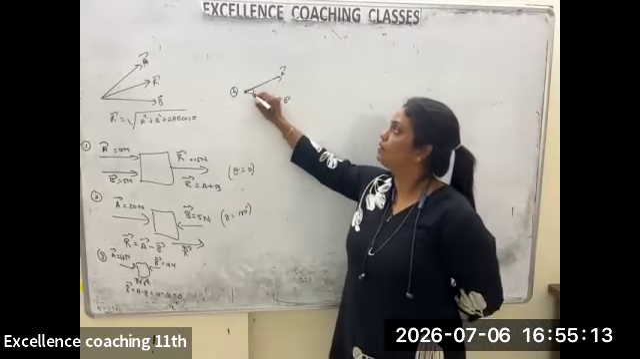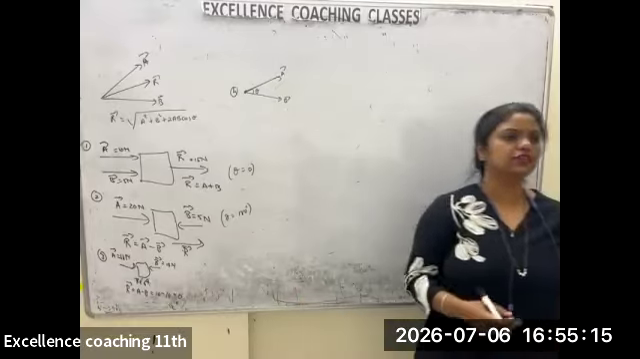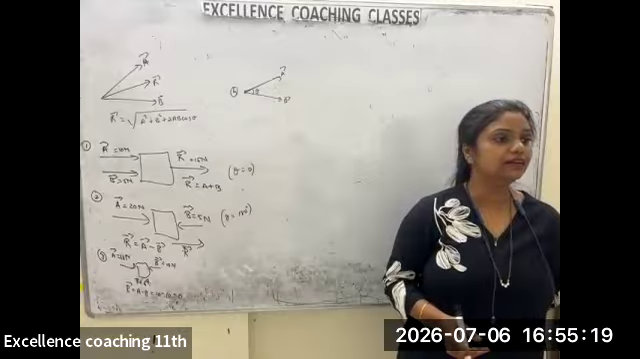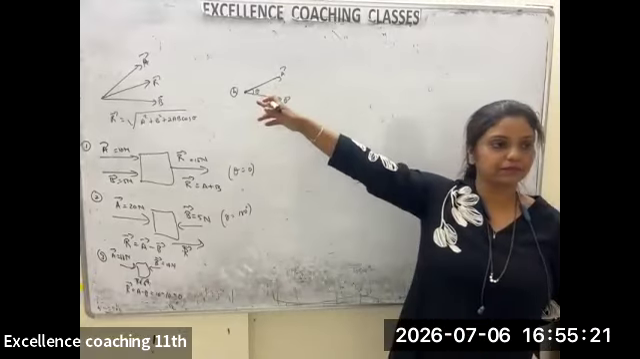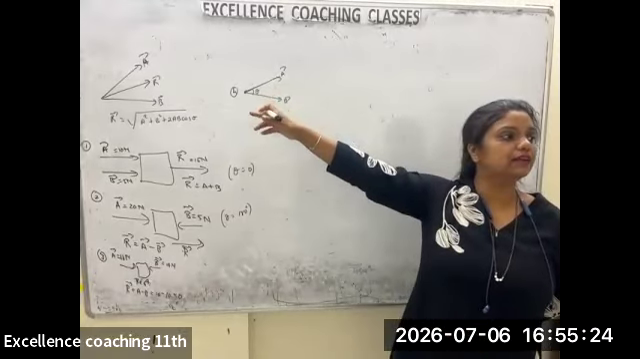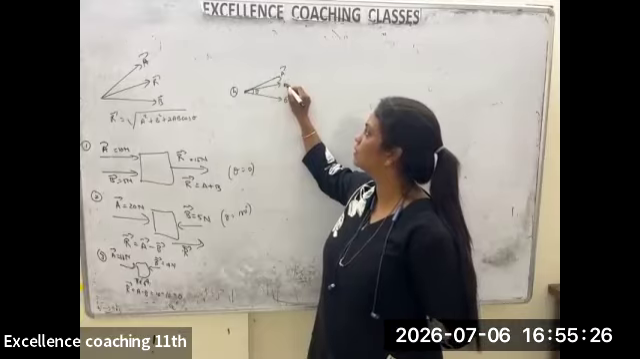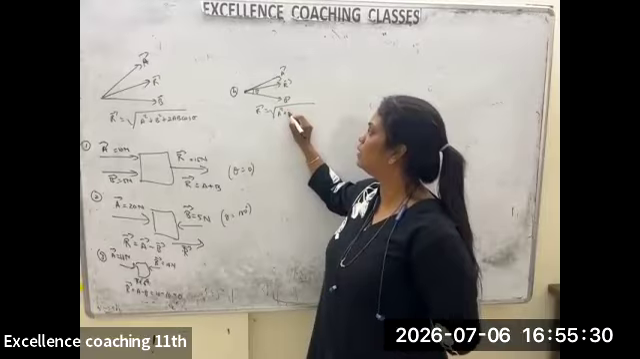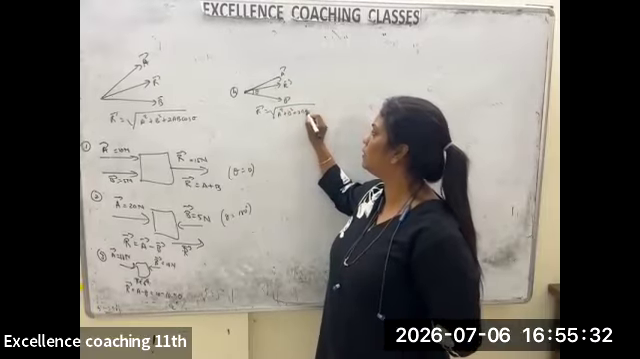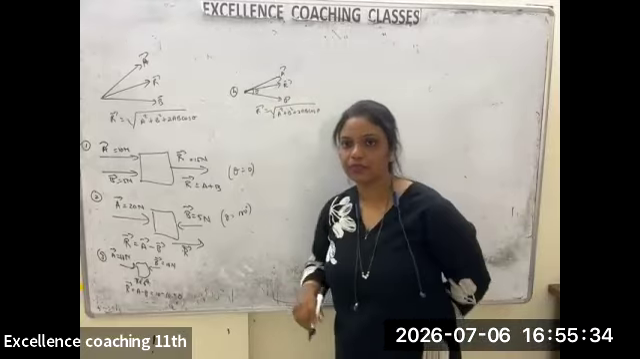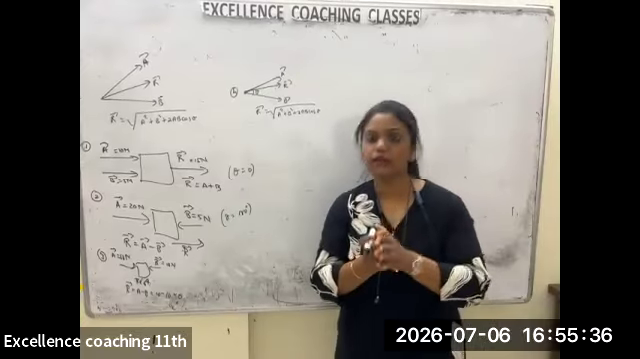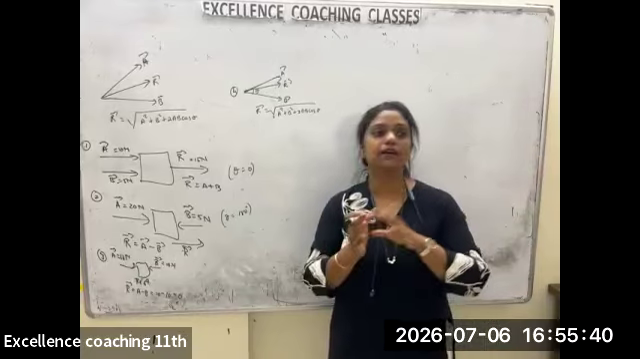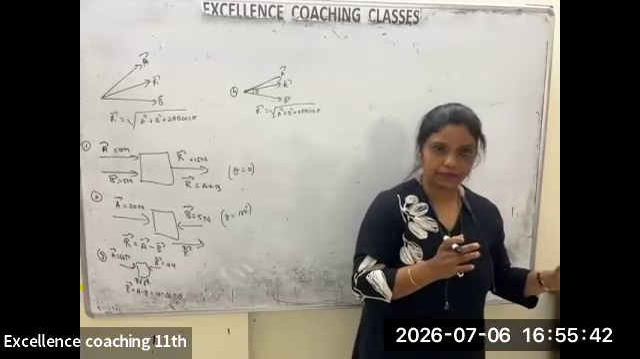Now, if two vectors are going in such a direction that they are making some angle theta, how will the resultant be? It will be root of a square plus b square plus 2ab cos theta. So if they are making 0 angle, you directly add them up. If they are making 180 angle, you directly subtract.